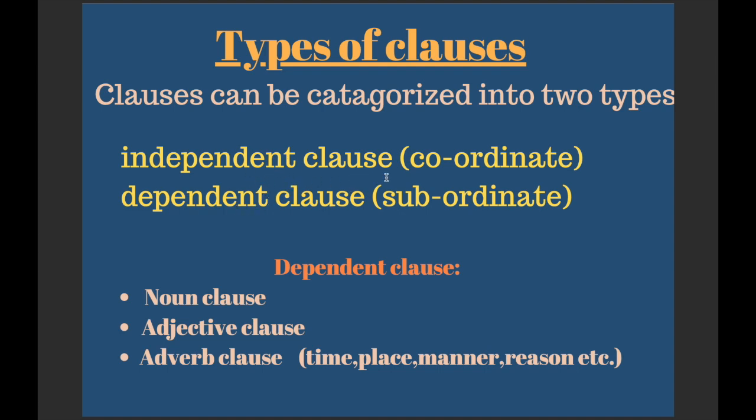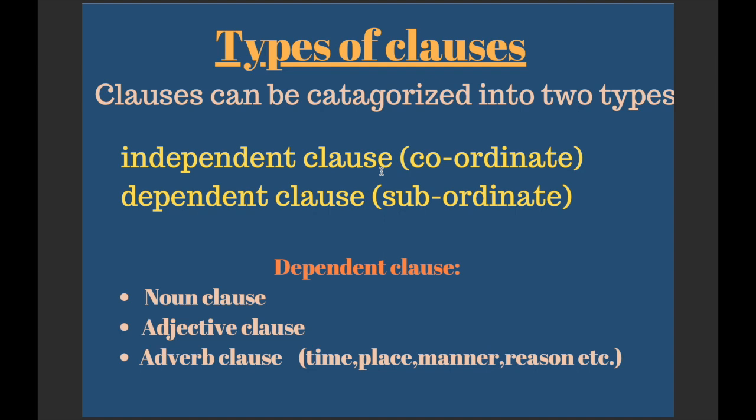Now this independent clause is also known as coordinate clause. So independent clause or coordinate clause, both are the same thing. Don't get confused. Even sometimes this independent clause is also known as principal clause or main clause. So there are 4 terms related to independent clause, and many students get confused regarding this.